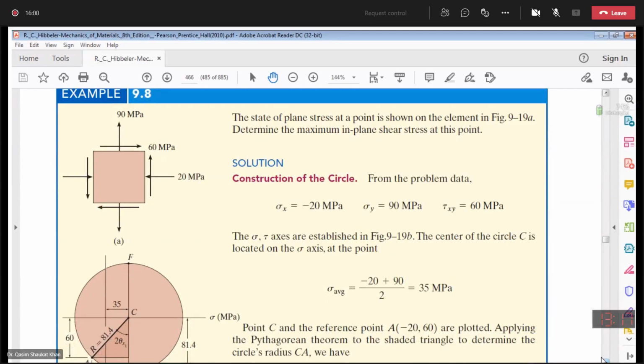Now, next thing is you need your reference point. Our reference point is point A, and the coordinates of point A are sigma x, tau xy. Coordinates of the reference point A. So please let me know what are the coordinates of reference point A.